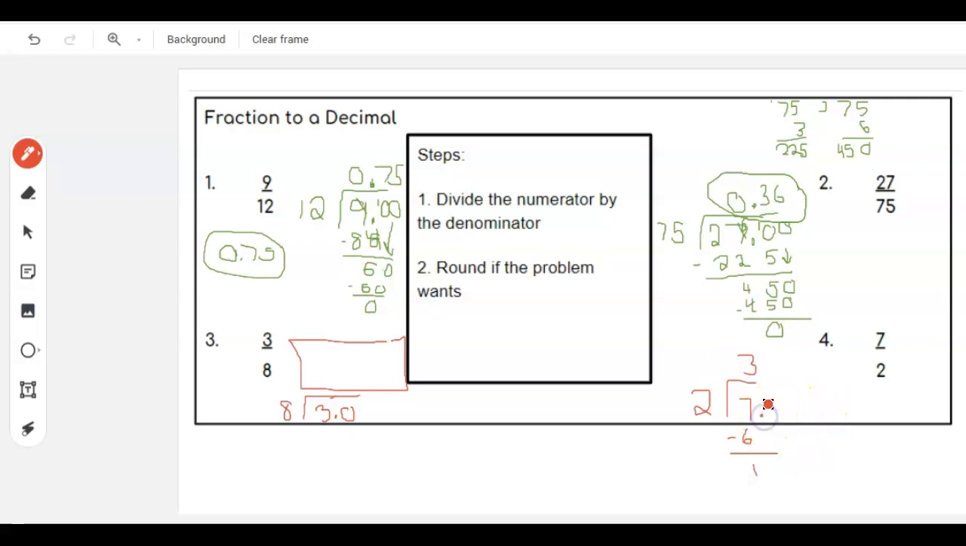Okay, so some of you are really good at this. You put your decimal, you add a 0. If you write a decimal down here, you have to have a decimal up top. Okay, bring my 0 down. 2 can go into 10 5 times, so 3.5 is my answer for this one as a decimal.